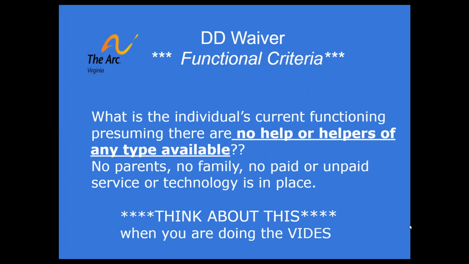So the thing that's most important for people who are being assessed to realize, and for any family members who are helping with the assessment, is what is the individual's current functioning, presuming there is no help or helpers of any type available. So that means there's no parents, there's no family, no paid or unpaid service or technology in place. So if we go back to getting dressed, how is the person able to get dressed and there's no one else around to help?